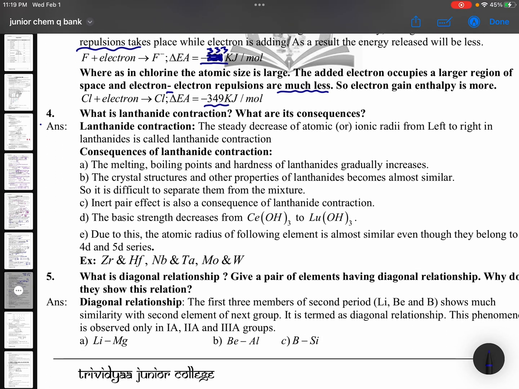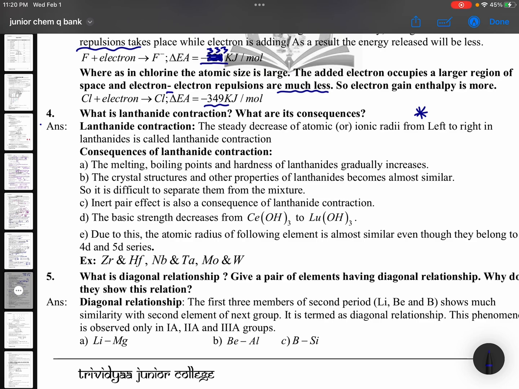Coming to the fourth question. What is lanthanide contraction? What are its consequences? Most important question it is actually. Lanthanide contraction means the steady decrease of atomic or ionic radii from left to right in lanthanides is called lanthanide contraction.